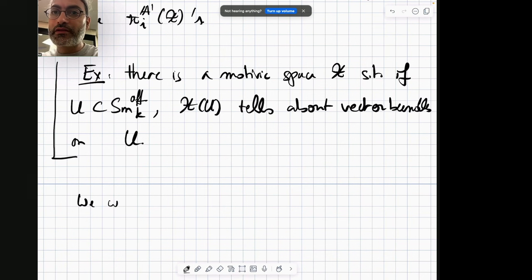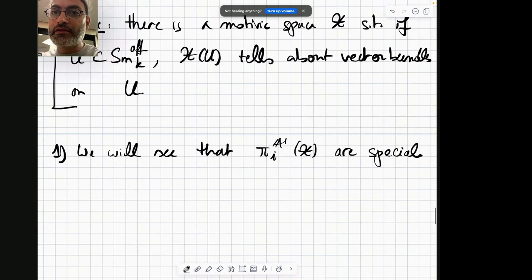So we will see. This will be like the answer for one. We will see that these pi_i^{A1}(X) are kind of special. At least for i bigger than two, the name is that they are strictly A1 invariant, and I will explain this in a second. For two, we will have a very satisfactory answer. We'll see that basically the same story that we have in topology is valid somehow in this setting.